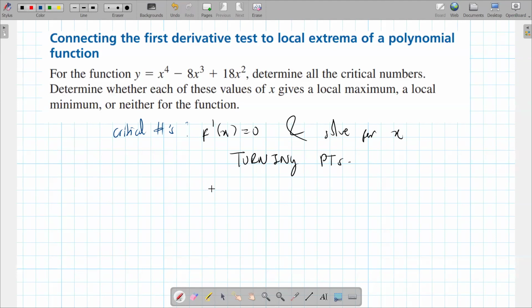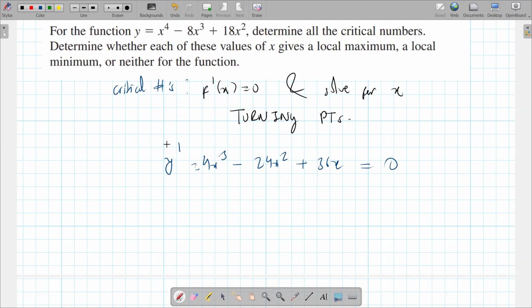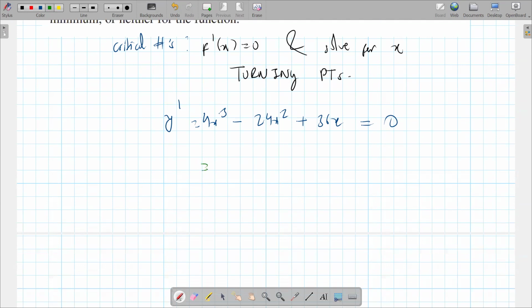So here, it's very simple, isn't it? What's the first derivative? 4x cubed minus 24x squared plus 36x. Set this to 0. We have a cubic. Whenever trying to solve an equation, always pull something out if you can. Here, what can we pull out? What's the GCF?